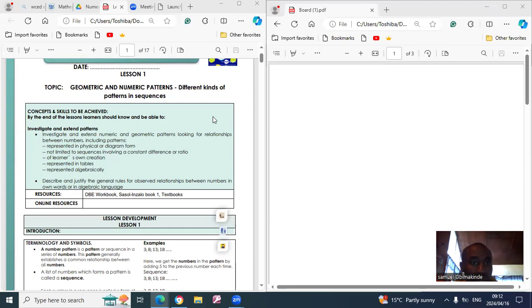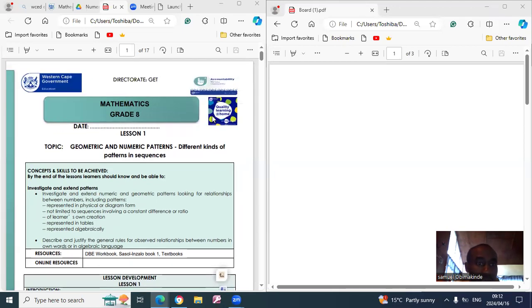Good morning, learners. So today we want to look at the topic geometric and numeric patterns, different kinds of patterns in sequences. So these are the aims of the lesson. By the end of this lesson, you should be able to investigate and extend patterns.